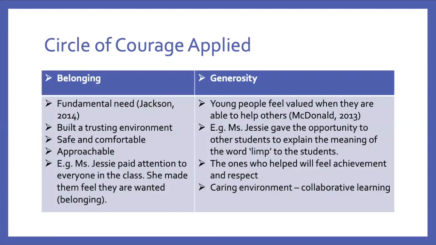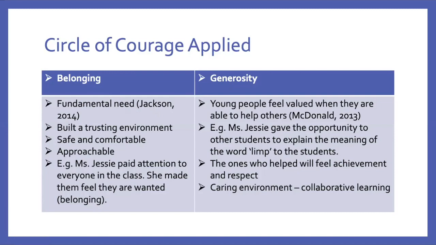Some of the COC Miss Jessie has applied in her classroom are belonging and generosity. According to Jackson, 2014, belonging is like a fundamental need to people. It's like food, water, and air. We need them. Miss Jessie built a relationship with her students. In the classroom, her students trust her, and she trusts her students. They were learning in a safe and comfortable environment, in which the students are actually able to share their ideas and take risks, even if they think the answers could be wrong.